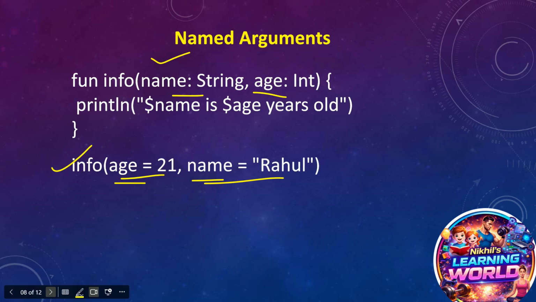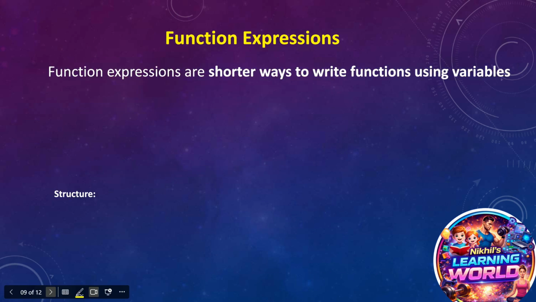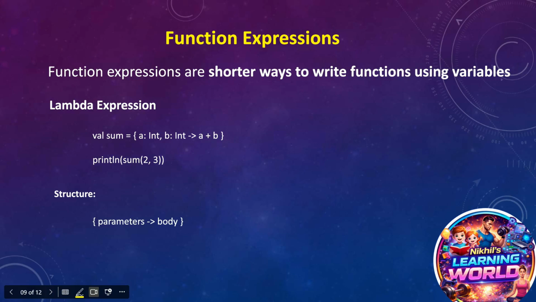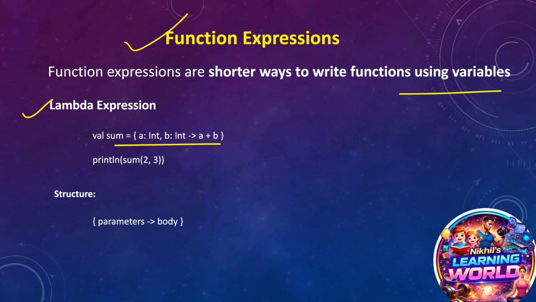So function expressions are the shorter way to write a function using a variable. Okay, so for example, lambda expression, how can we write the lambda expression in Kotlin? Like val sum equal to, in the arguments a, b, and the result will be a plus b. Okay, so just calling the function sum 2, 3, it will directly print 5. Okay, structure will be what? Parameters and directly the body. Whatever the body will be, a single expression, whatever the result will be printed.